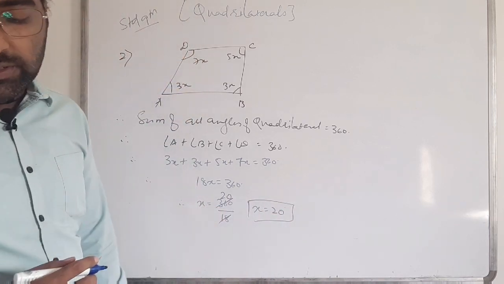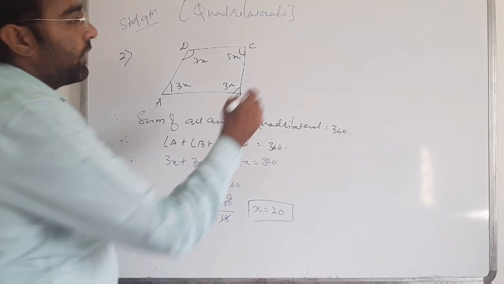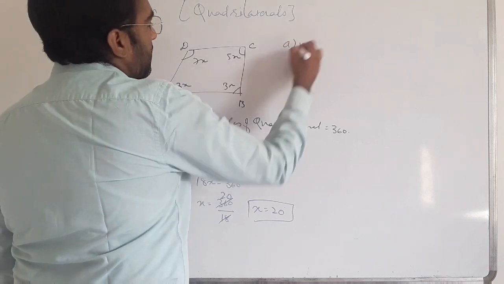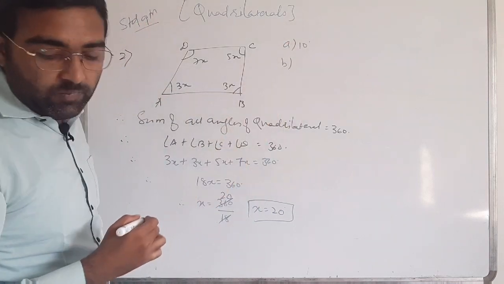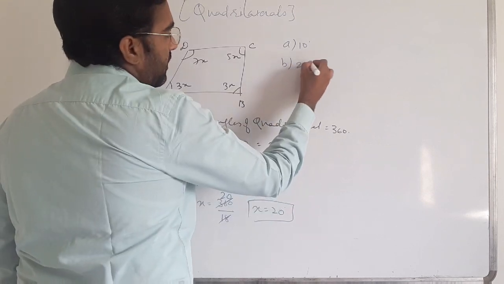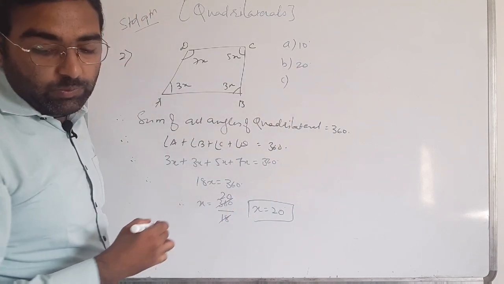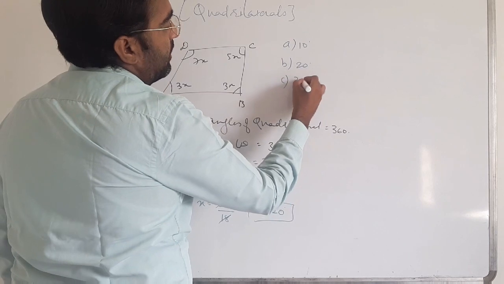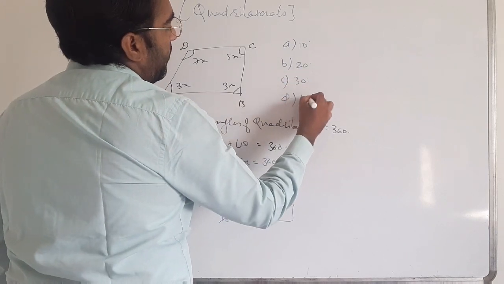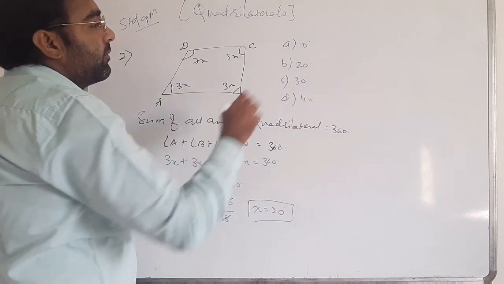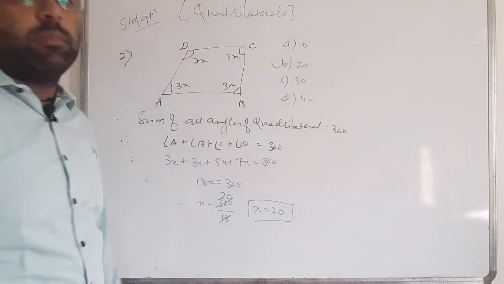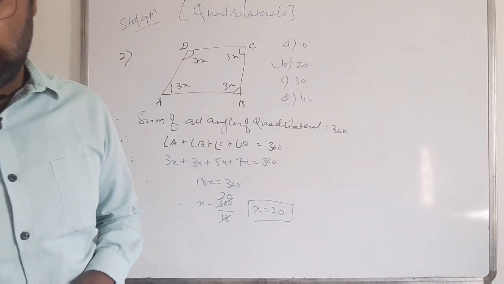So your options are A equal to 10 degrees, B equal to 20 degrees, C is equal to 30 degrees and D is equal to 40 degrees. So our answer is 20 degrees. So your answer will be B, 20 degrees. Clear that?